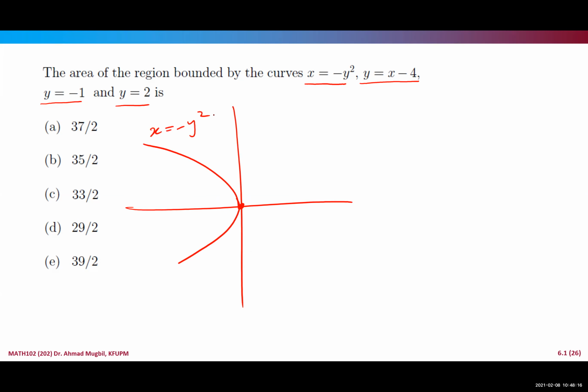This is a line. When x is 0, it is -4. So let's say this one, this is -4, and this is 4. So we have this line. I'd like to draw it with x-intercepts like this. So let me say that this is -4, this is 4. Okay. Now, what else? Y equals -1. So y equals -1 is this one.